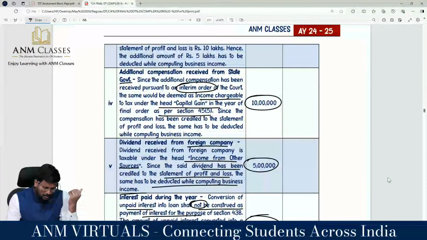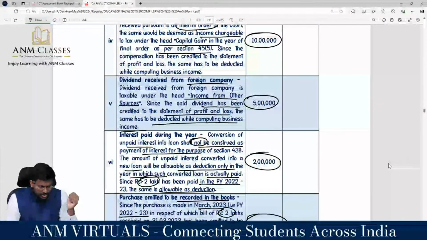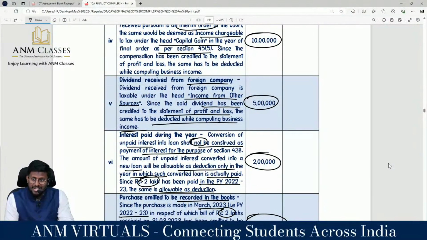All right. Additional compensation received from state government. This has to be taxed under the head capital gain, but this has been credited to P&L account, that too in the year of final order. So you can remove it. Dividend received from foreign company will be taxable under the head IFOS, but they have credited to P&L account, so you have to remove it.